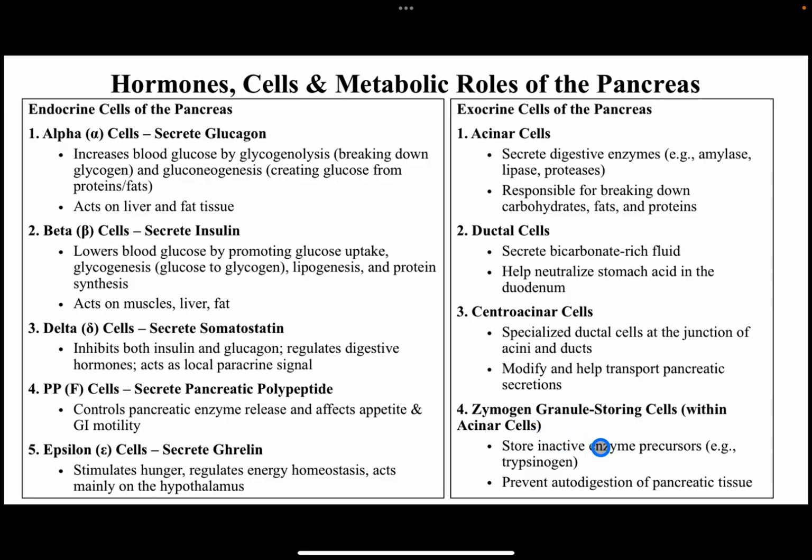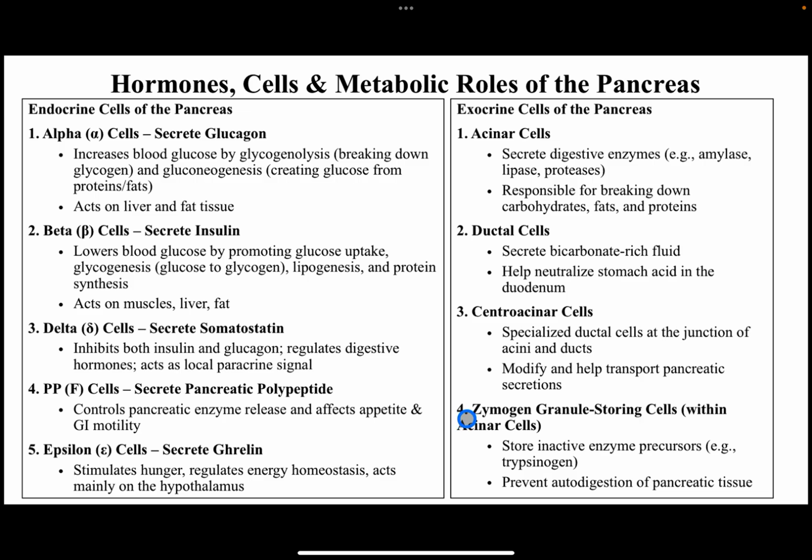They actually store the inactive enzyme precursors like the trypsinogens, the inactive enzymes that are usually within the acinar cells. The digestive enzymes within these cells are usually inactive, so they should be stored somewhere. They are stored in the zymogen granules within the acinar cells, because if the enzymes are activated within the pancreas, it will cause autodigestion.